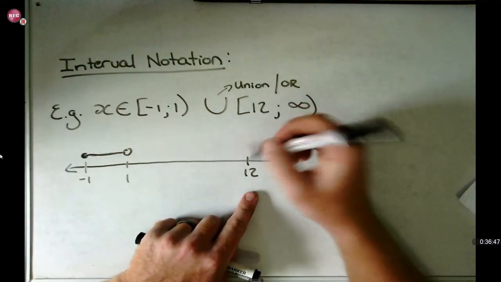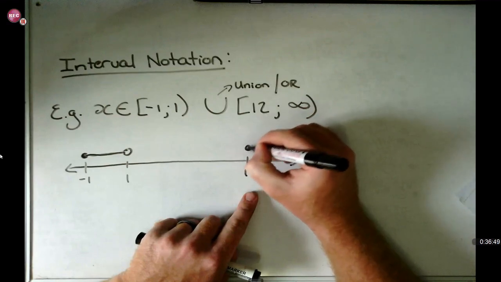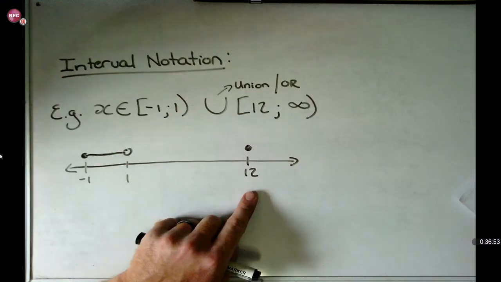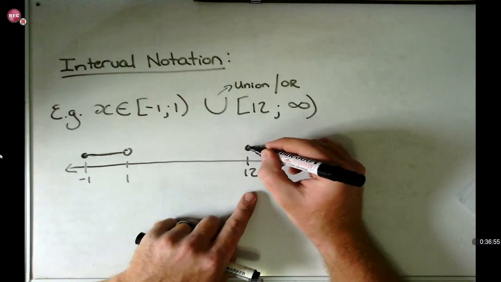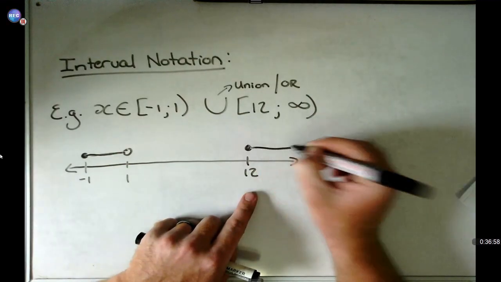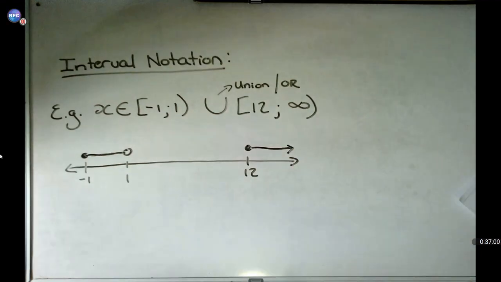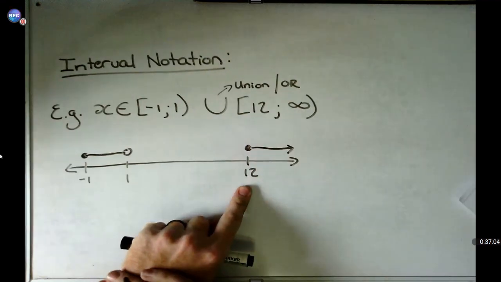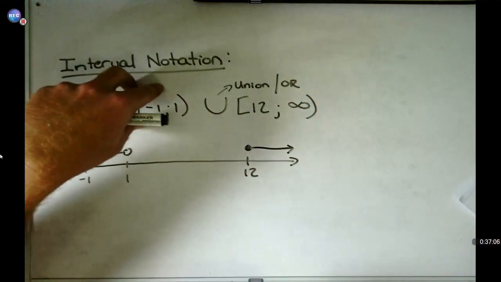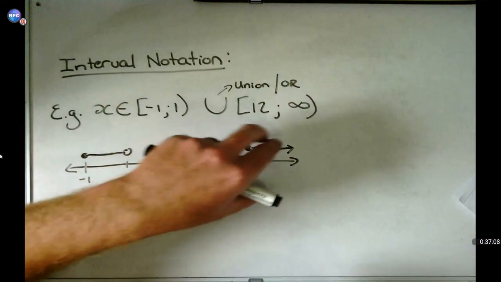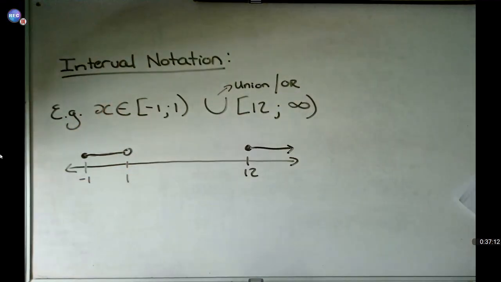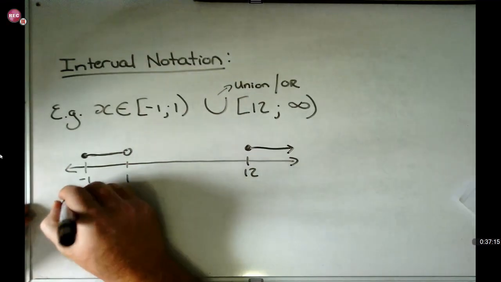This bracket tells me that the 12 is included, but the infinity is not included. Okay, and it has to run all the way to infinity. So all we're going to do here is draw a line and show an arrow to represent that part of the interval notation. So this interval notation is on its own here, and this interval notation over here is on its own over here.